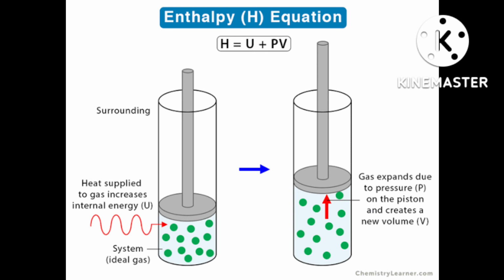Here the delta H value is given, the delta N value is given, the R value is known, and the temperature is also given. Then what is the problem? Delta U is equal to delta H minus delta N RT. Delta H is given in the question, delta N is 1 mole, R you know, and the temperature is 100 degrees, which you can convert to Kelvin: 273 plus 100, 373 Kelvin. Then all values are given, so you put the values and get the result.